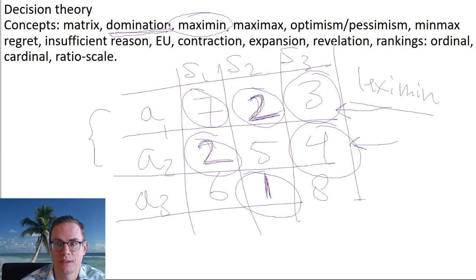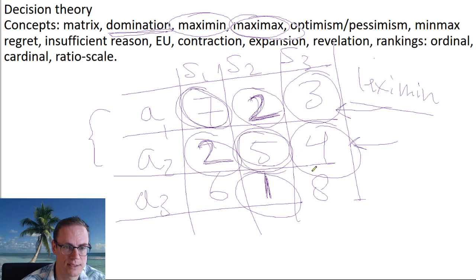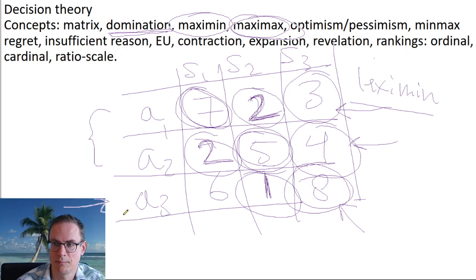Maxi-max says you ought to shoot for the moon. Why not be optimistic? So the highest outcome in A1 is 7, the highest outcome in A2 is 5, and the highest outcome in A3 is 8. So the Maxi-max would say go for A3. It's the best. We also saw a view called Optimism Pessimism.